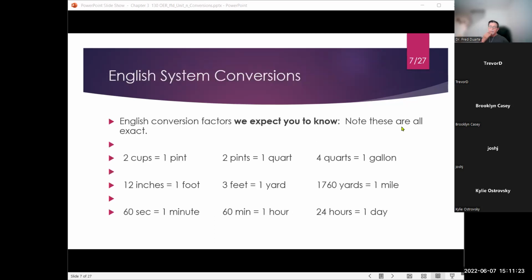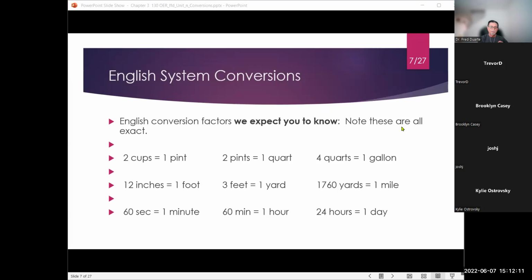Now, with respect to English units, here are some factors you may want to be familiar with. 2 cups is 1 pint, 2 pints is 1 quart, 4 quarts is 1 gallon. Obviously, there's 12 inches to a foot, there's 3 feet to a yard, 1,760 yards to a mile. Another one that's not in here, 5,280 feet to the mile, that's another way. 60 seconds in a minute, pretty standard stuff, right? 60 minutes in an hour. Or any combination there, if you can combine them, that's fine too. You know, 3,600 seconds in an hour, and 24 hours in a day.